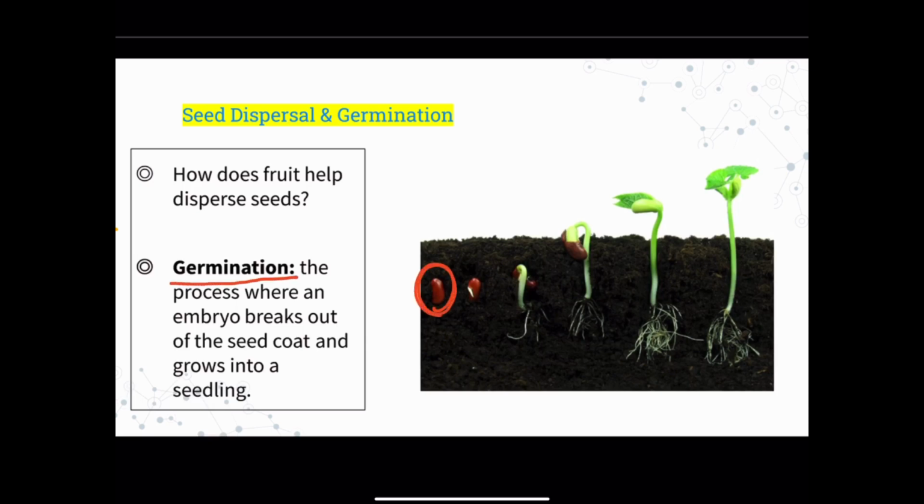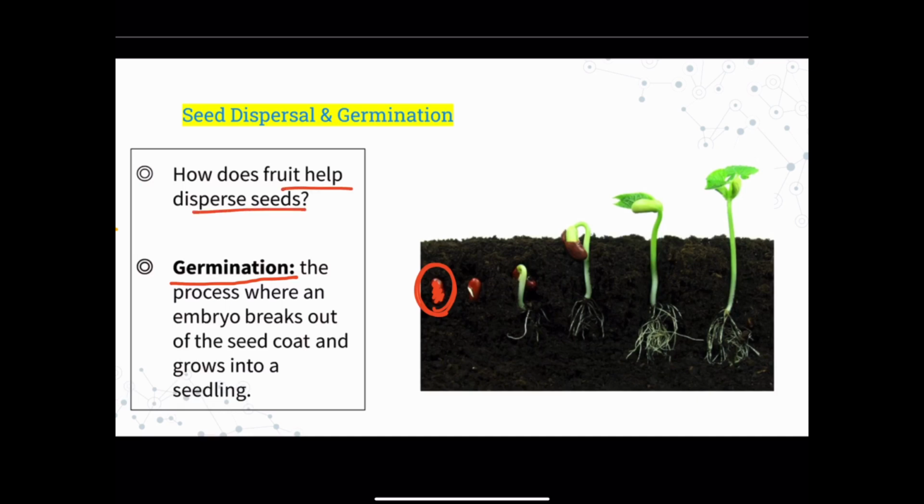So when we have a seed right here, and it gets soil, nutrients, sunlight, water, everything that it needs, it was able to survive so long because of the endosperm that surrounded the seed. Then when it's germinated, it will break out of the seed coat and grow into a seedling as shown in this picture. Now, how does fruit help disperse those seeds?